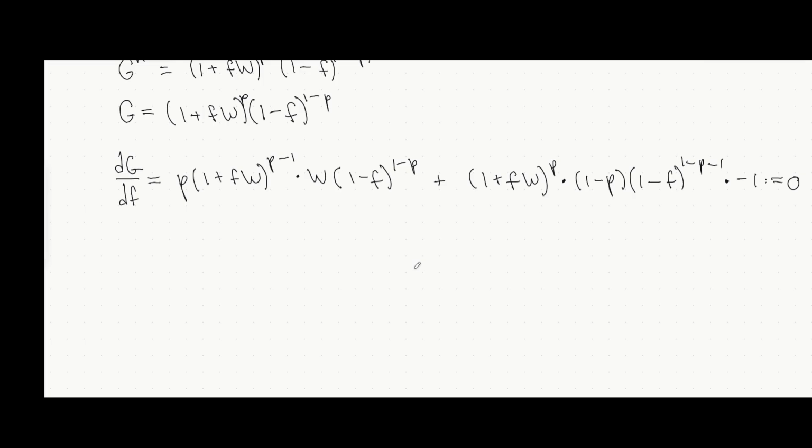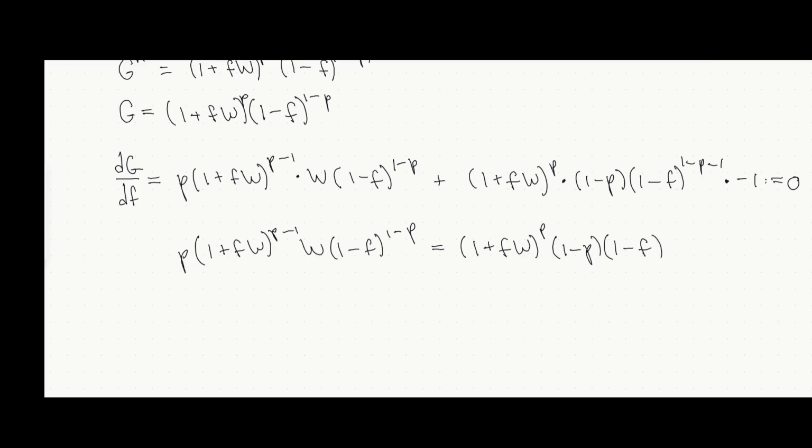And so let's simplify this a bit. So we have (1 + fW)^p · (1 - f)^(1-p) on one side, and since we have this negative here, I'm just going to move everything to the other side. So (1 + fW)^p times (1 - f)^(1-p) minus 1. Okay, so now let's see what we can cancel.